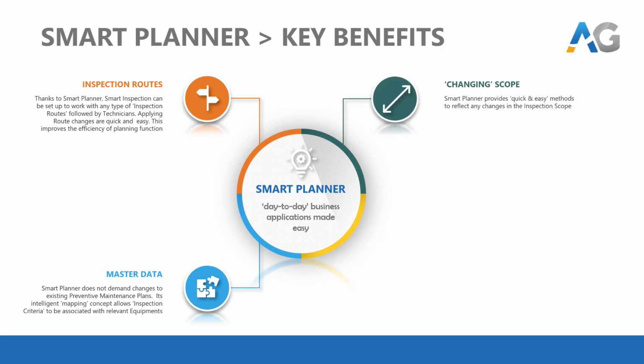Third benefit is around inspection scope. We all know inspection scope changes over time. For example, if a certain section of the plant has been closed off, technicians no more have to carry out inspections there. With Smart Planner, switching the relevant sections off or equipments off is fairly straightforward. If the changes are temporary, switching them back on is easy as well. As you can see, Smart Planner has built-in flexibility to manage practicalities in the field.